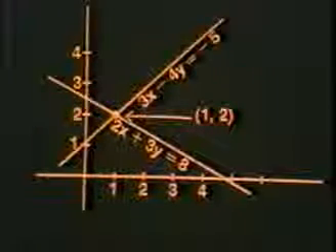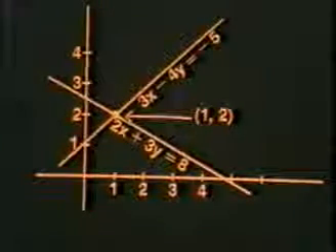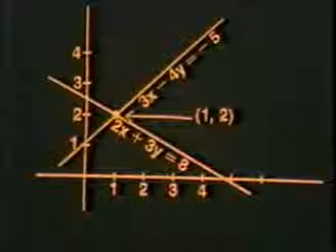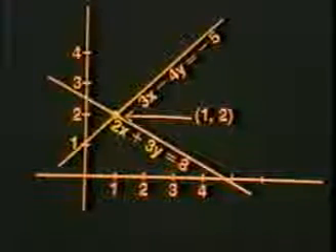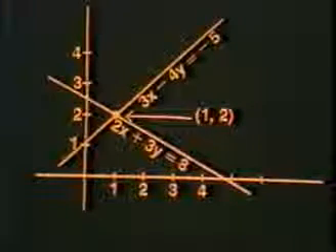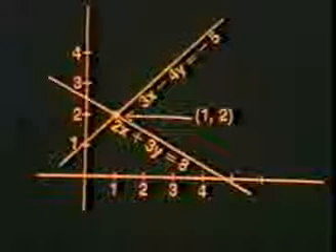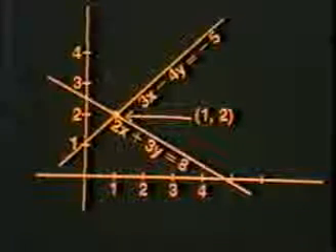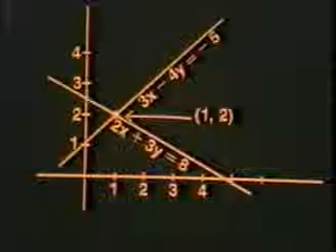Suppose we have a system of linear equations, two equations at once, and we want to find a value for x and a value for y that will satisfy both equations at once. We already know how to solve it by graphing. We graph each of the two equations separately on the same axes, and the point where the two lines cross is our answer.